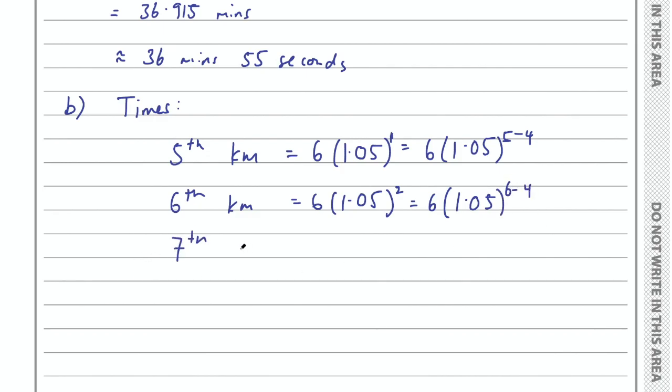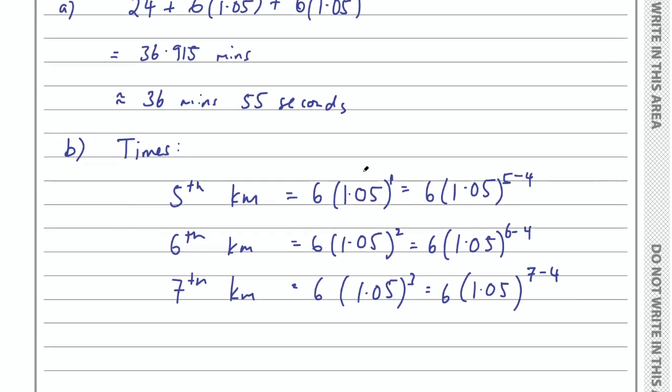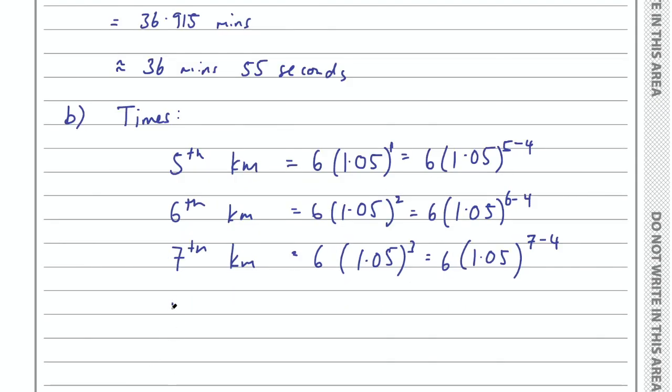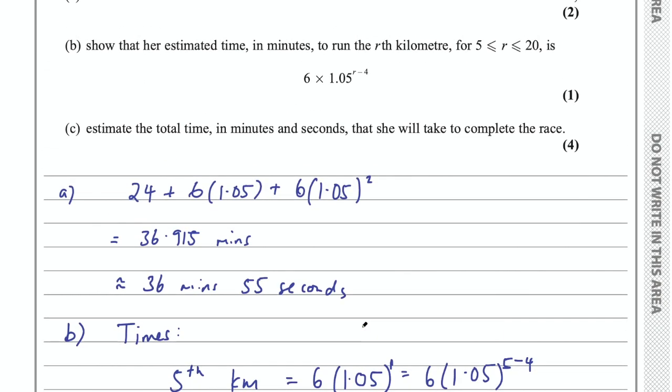And let's do another one. This would be 6 times 1.05 cubed, which we could also write as 6 times 1.05 to the power of 7 take 4. So I'm basically just looking at this expression and seeing how I can relate the number of kilometers with 4. And then we're seeing for the rth kilometer, we could write this as 6 multiplied by 1.05 to the power of r take 4. Okay, that was part B.